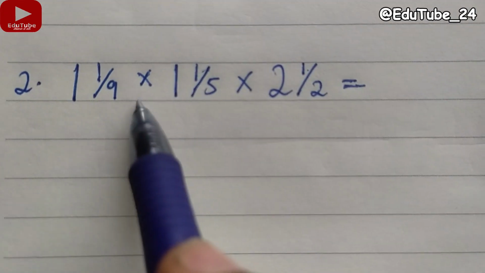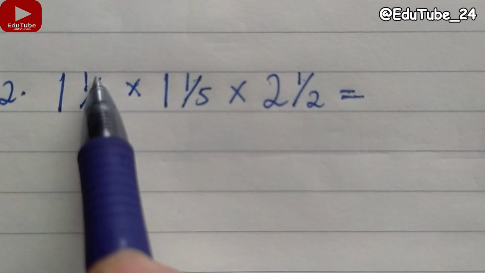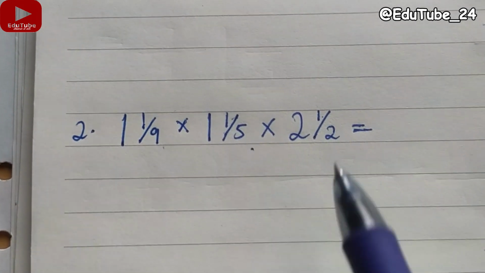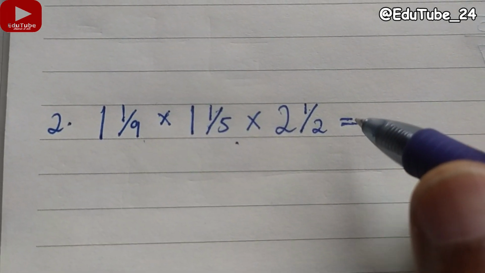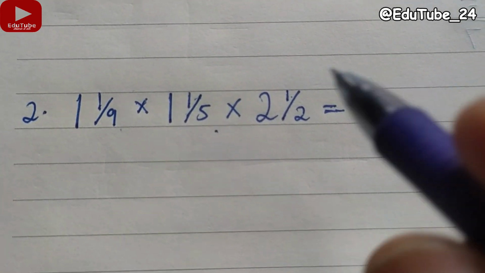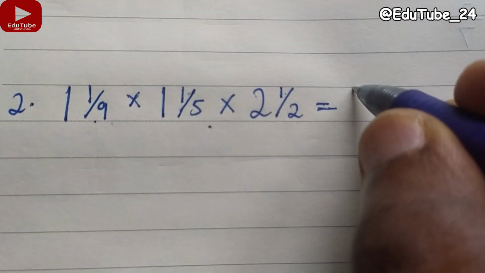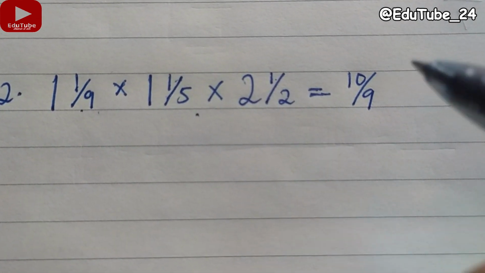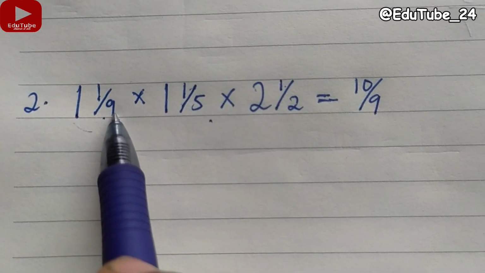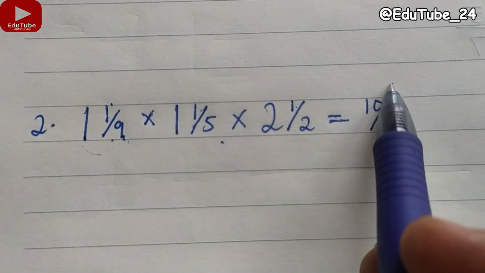And for example 2, we are multiplying mixed numbers: 1 whole number 1 out of 9 times 1 whole number 1 out of 5 times 2 whole number 1 out of 2. So to do this operation, we will first of all convert the mixed numbers to improper fractions. If you convert this mixed number to an improper fraction, we will have 10 out of 9. How did I do that? Just multiply your whole number by your denominator. 1 times 9 gives you 9, then plus your numerator, which is 1, so I have 10 out of 9.